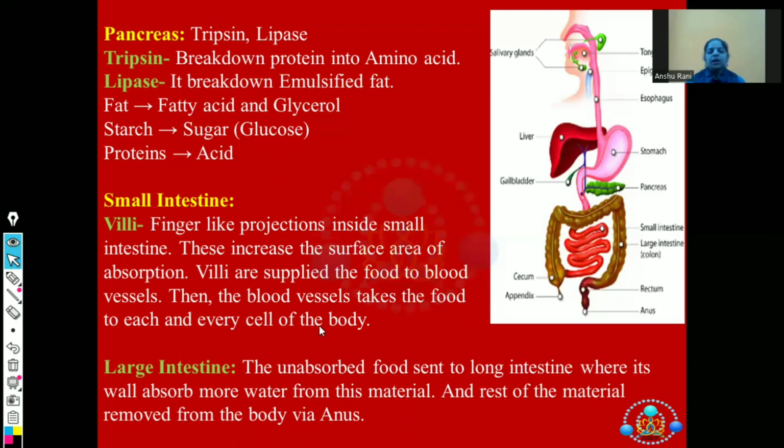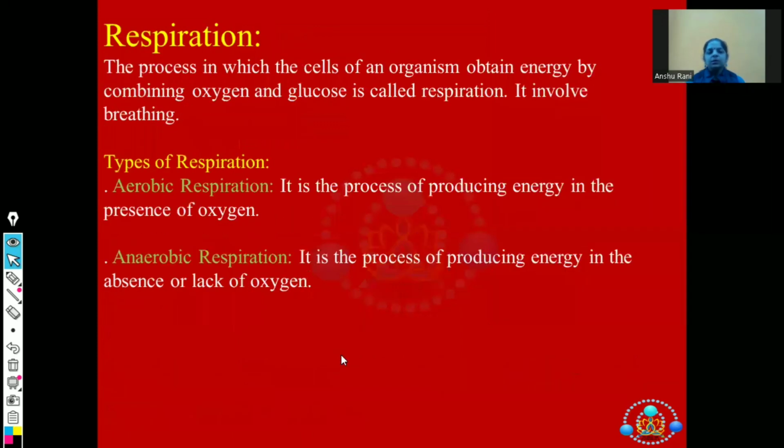Then it is going to the large intestine. The unabsorbed food is sent to the large intestine, where it is absorbed by the walls, and the rest of the material is removed by the anus. That was about the process of digestion in human beings.